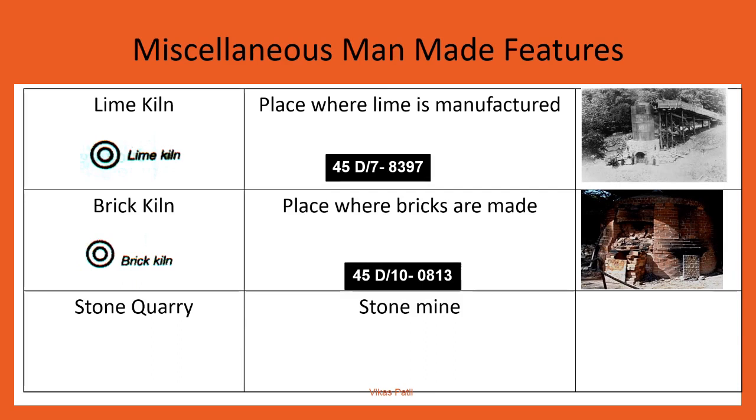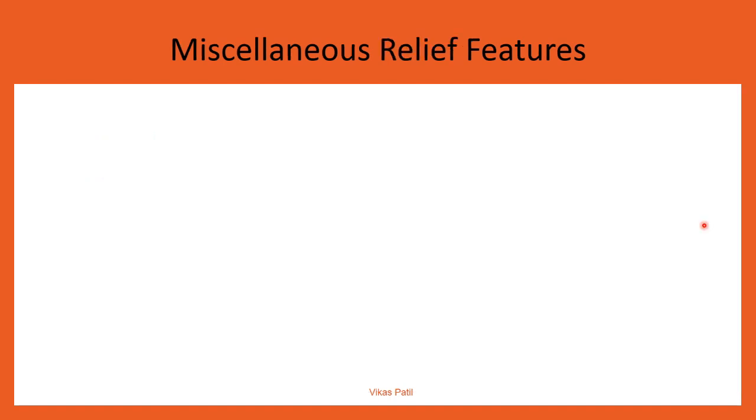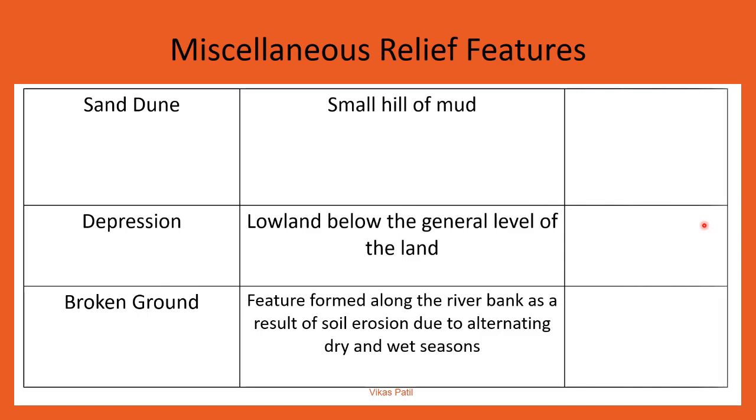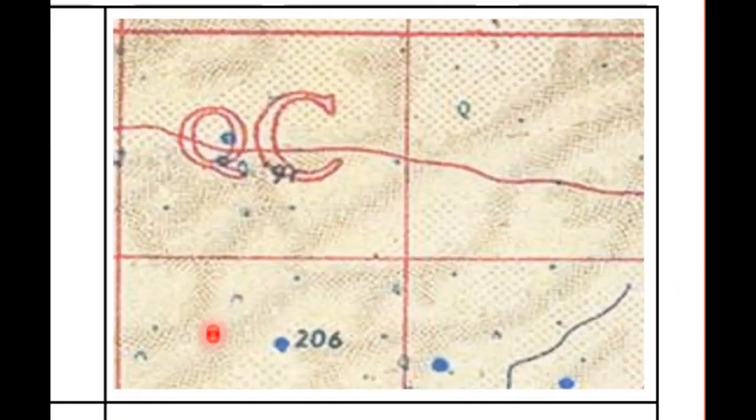Stone quarry. Stone quarry is basically a stone mine, which also indicates that people are engaged in construction and also trade. Let's look at some miscellaneous relief features. First is sand dune. As we all know, sand dune is a small hill of mud or sand. You can observe in this map extract these clusters of brown dots are nothing but sand dunes.